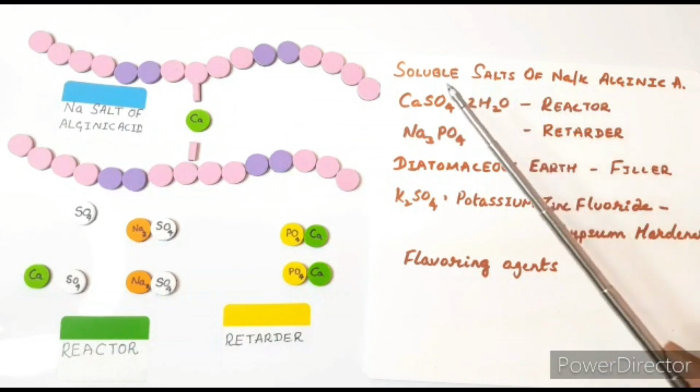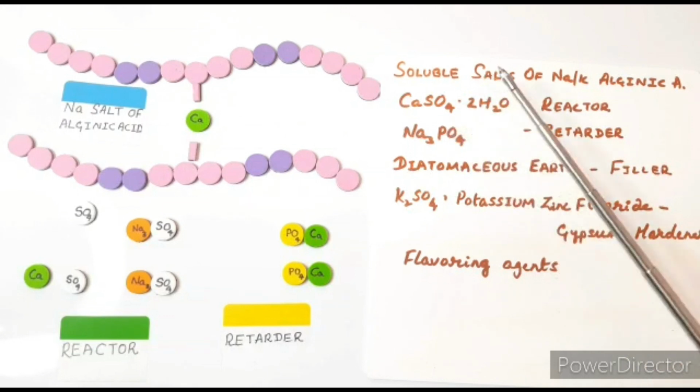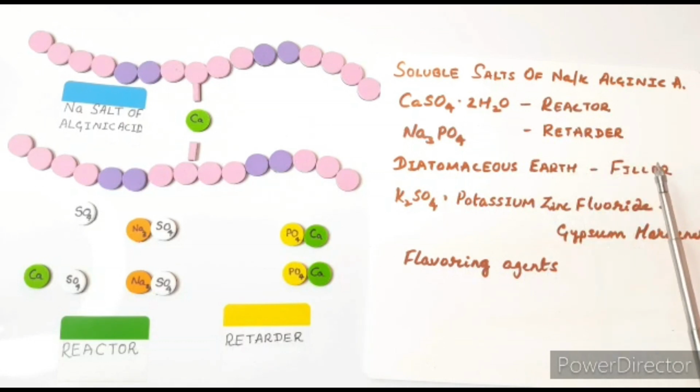And apart from these three main important ingredients which take a direct part in the setting reaction of alginate, there are other ingredients which have been added, and that is the diatomaceous earth, which acts as a filler, and it is present in a larger quantity, about 60%, and this increases the mechanical properties of your impression material, and most specifically it increases the gel strength. Then you have in your material potassium sulfate or potassium zinc fluoride. These act as gypsum hardeners.